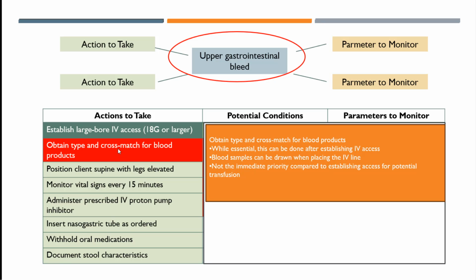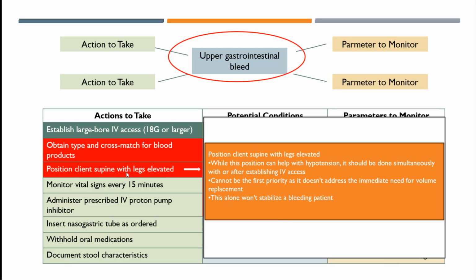Obtain a type and cross match for blood products. Well, sure, they'll probably have a low H&H. However, we have to stabilize this patient. So while it's essential, this can be done after establishing IV access. Blood samples can be drawn when placing the IV line. It's not uncommon to go ahead and do a type and cross match and get all your labs while you're starting an IV. It's not an immediate priority compared to establishing access for potential transfusion.